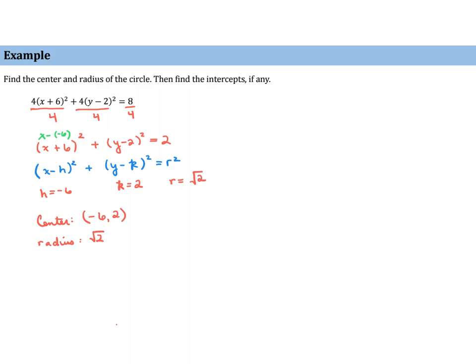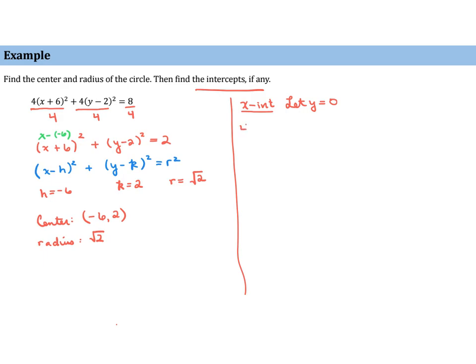Now we need to find the intercepts, if there are any. So, how do we find intercepts? Let's look first at the x-intercept. To find the x-intercept, that will be where it intersects the x-axis. That would be where y equals 0. So let's go to our original equation and let y equal 0.